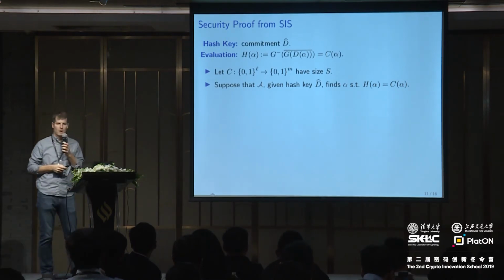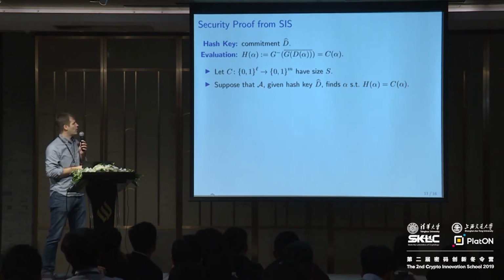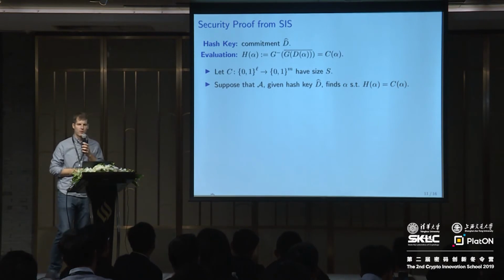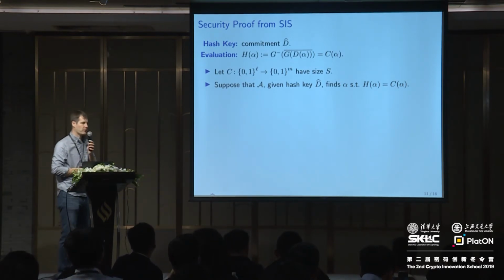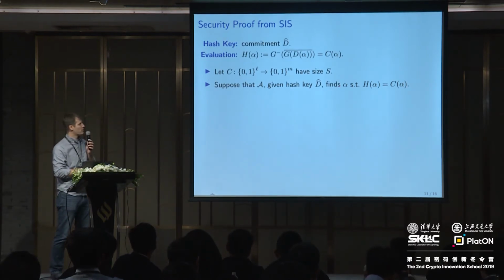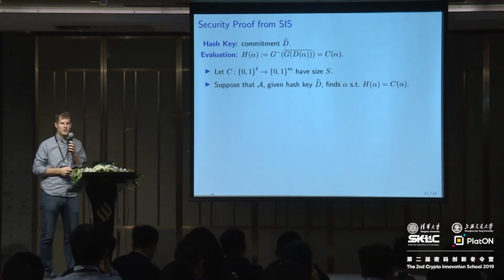Imagine, for the purpose of contradiction, that we do have an attacker who manages to, when we give it a hash key, find an input that hashes to C of alpha. We will use this attacker to solve the SIS problem. This attacker, given a commitment to the dummy circuit, manages to find an alpha such that h of alpha equals C of alpha. The first thing we should notice is that by the security of the commitment scheme, we can replace the dummy circuit with the circuit C.